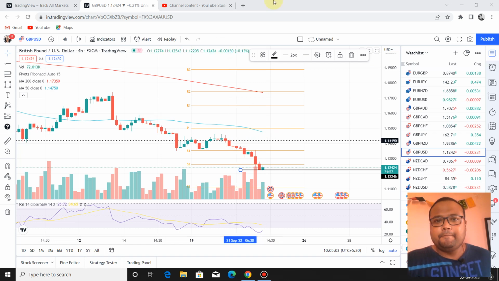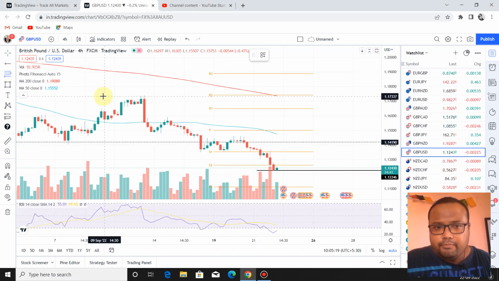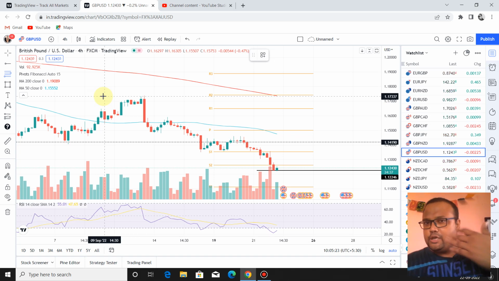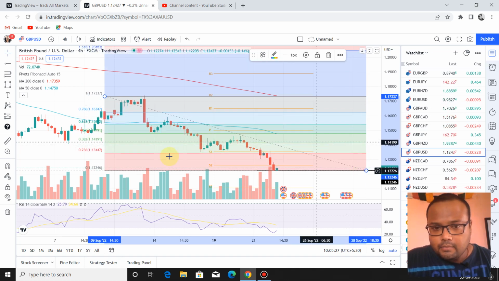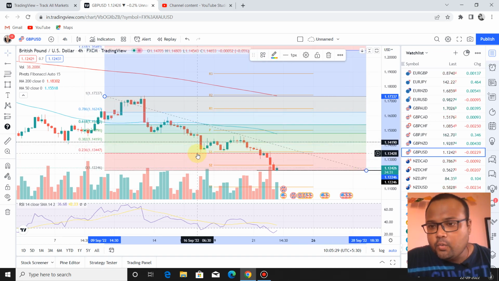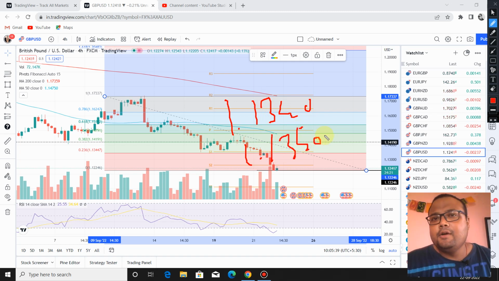And secondly, if the market tries to recover, taking a buy position is heavy risk. It's your call, I will not comment on that. But this particular level here, 1.1340, 1.1350, can be another level from where you can expect the market to reverse.